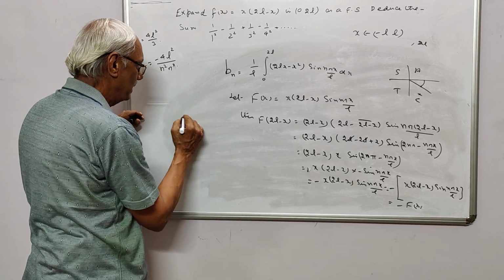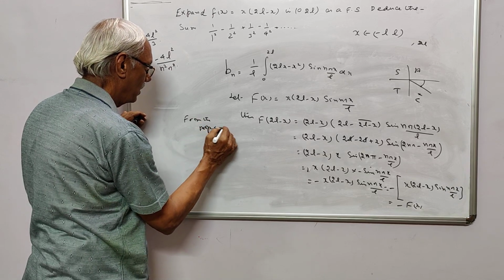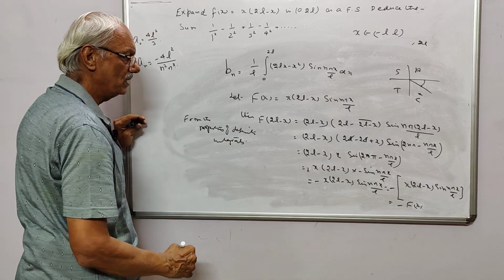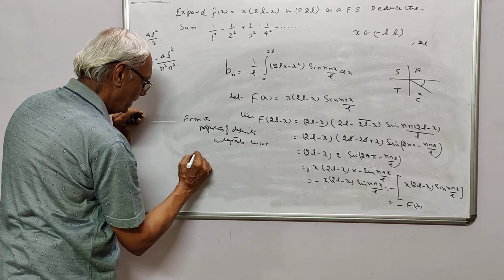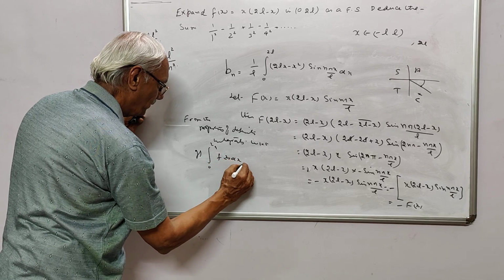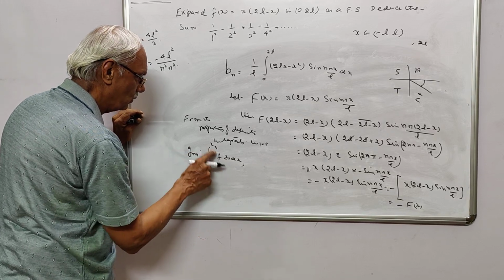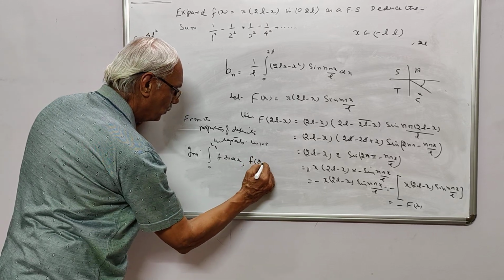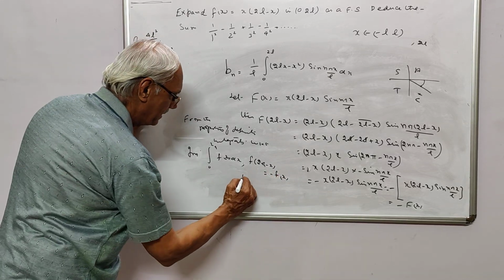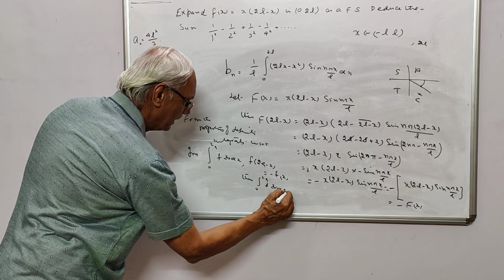See, from the properties of definite integrals, we know that if integral 0 to 2a f of x dx, f of 2a minus x is equal to minus f of x, then integral 0 to 2a f of x dx is equal to 0.